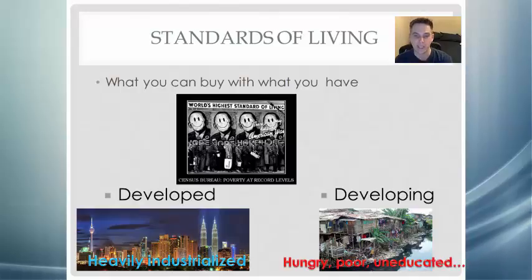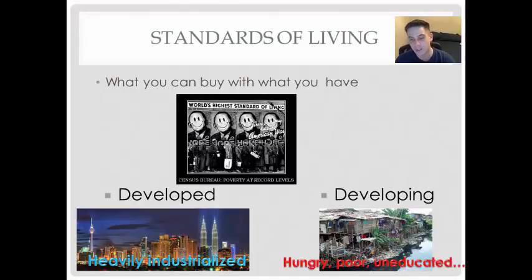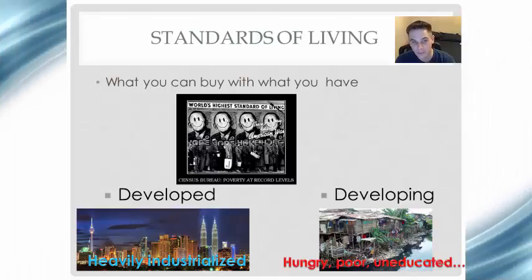Alright, standards of living, economic development. There are two different types of nations, and they're pretty broad categories: developed and developing. It all has to do with standards of living, what you can buy with what you have. It doesn't necessarily matter how things look, or whether you have some really nice cities. Just overall, what can people do with what they have? Or do they even have much?